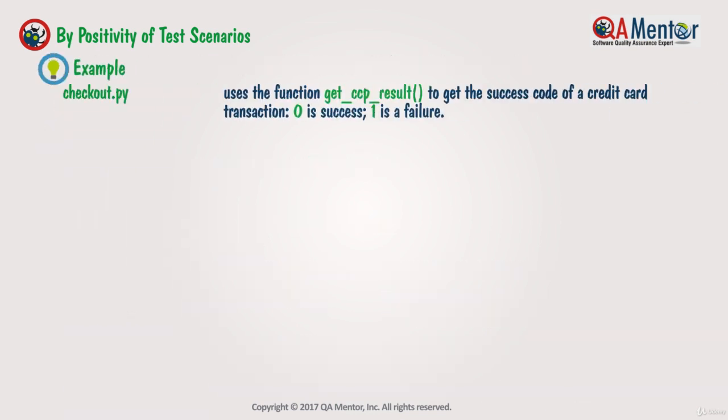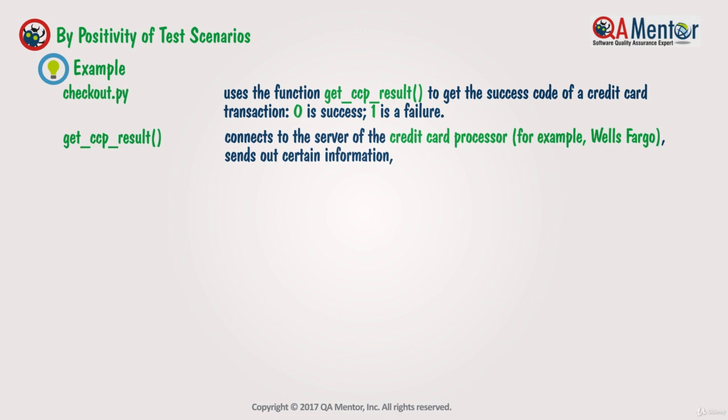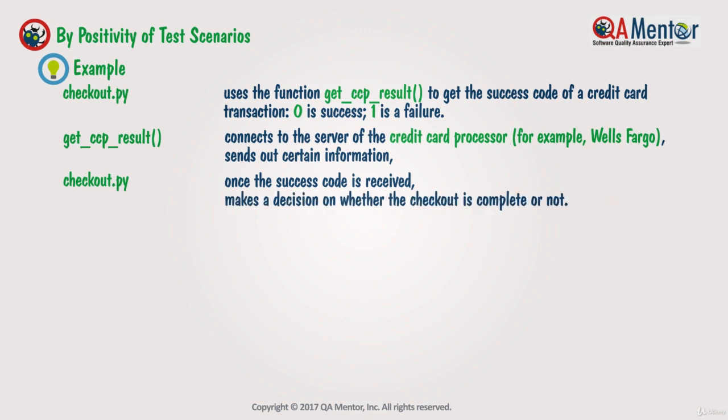Example: the file checkout.py uses the function getCCPResult to get the success code of a credit card transaction. 0 is success, 1 is a failure. The function getCCPResult connects to the server of the credit card processor. For example, Wells Fargo sends out some certain information, and once the success code is received, checkout.py makes a decision on whether the checkout is complete or not.